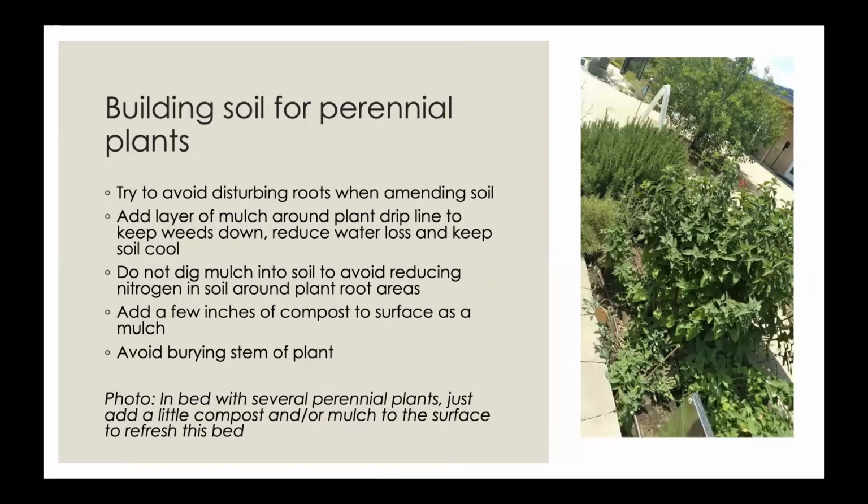So if there's perennial plants that are going to stay in the bed, you want to avoid disturbing the roots when you're amending the soil. As before, you're going to spread mulch over the surface. Mulch you don't want to mix in with the soil because it's going to bind with the nitrogen and keep it from the roots of the plants. You could also use compost as a mulch or in addition to mulch. And when you spread mulch, you want to avoid burying the stem of the plant and keep it away from tree trunks so that you don't get decay and disease in your plants.